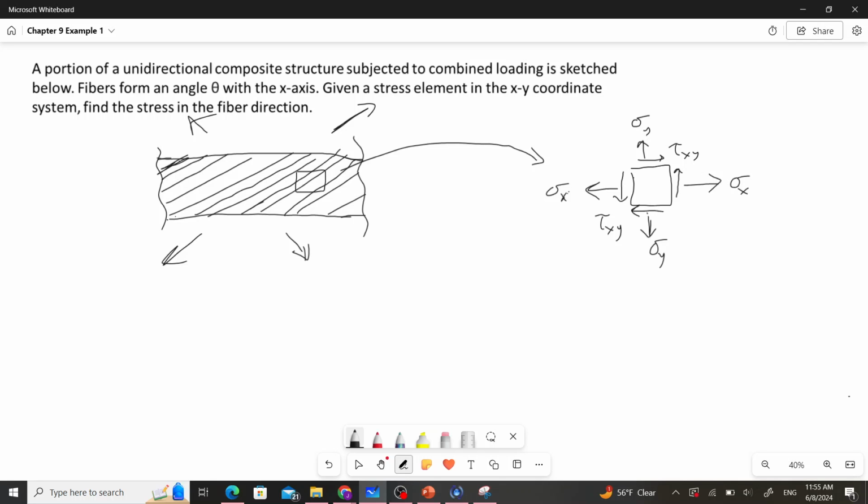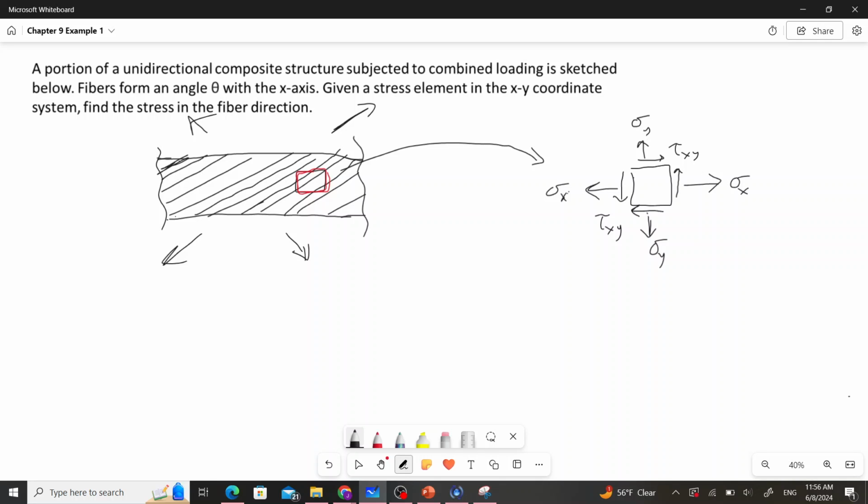I'm using this example just to give you a real-life flavor. Let's say this is some portion of a composite structure that has been cut out, and it's subject to some combined loading, and we're just zooming in on some piece of it. Just like we did in chapter 8, there's some combined loading. So we have this stress element here, which I'll retrace in red so it's easier to see. We've done our combined loading and figured out what the stresses are at this position in this stress element, and over here we've summarized that.